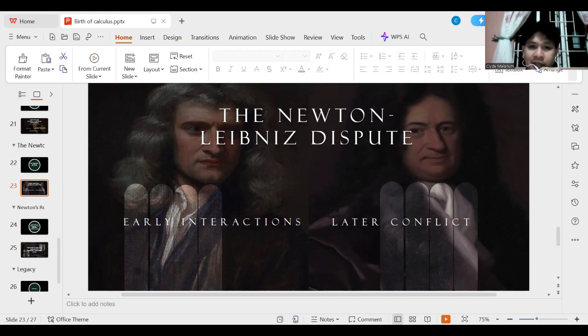Initially, Newton and Leibniz had a polite correspondence. In 1676, Newton wrote letters to Leibniz via Henry Oldenburg, Secretary of the Royal Society, where he hinted at his work on calculus but did not fully disclose his methods. Newton even included an anagram of a key statement about his fluxions to stake a claim to his discoveries without revealing details.